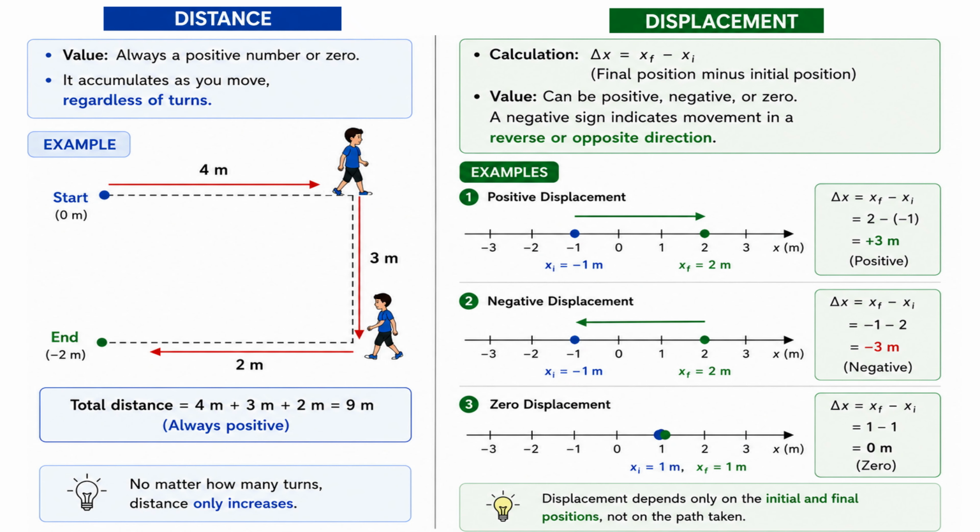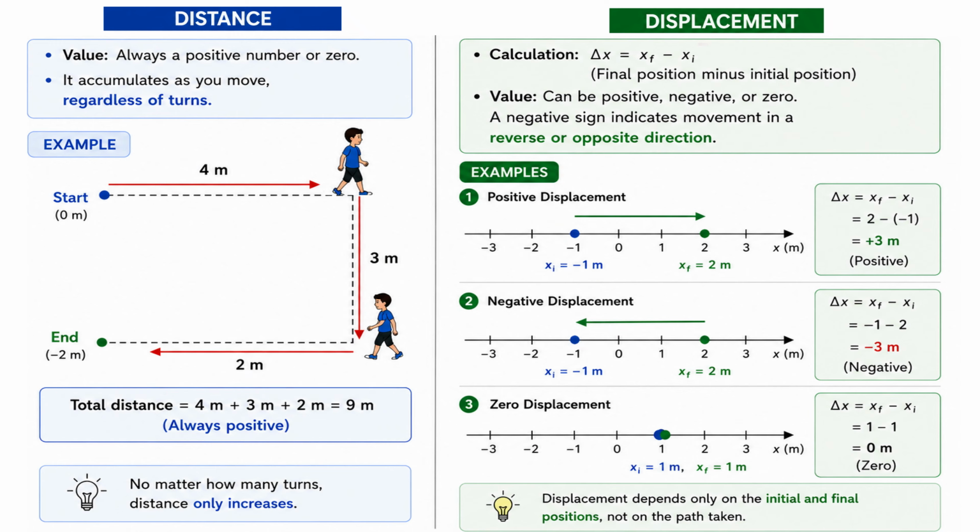Let's understand distance and displacement. Distance is always positive, or zero, because it measures the total path traveled. Even if the direction changes, the distance keeps adding up. In this example, the object travels 4 meters, 3 meters, and 2 meters, so the total distance is 9 meters.